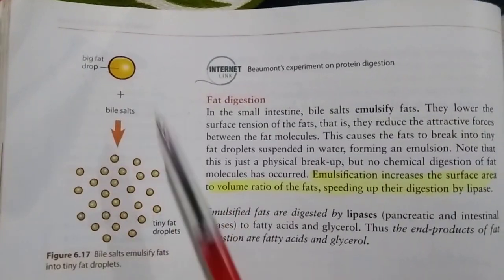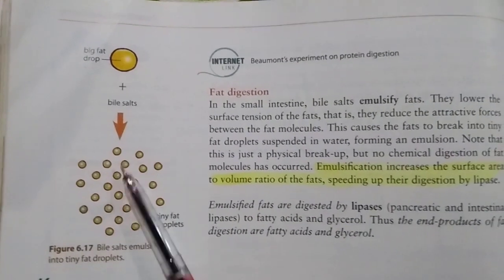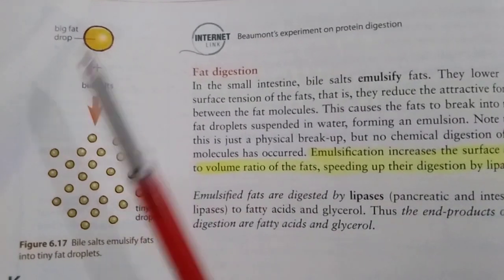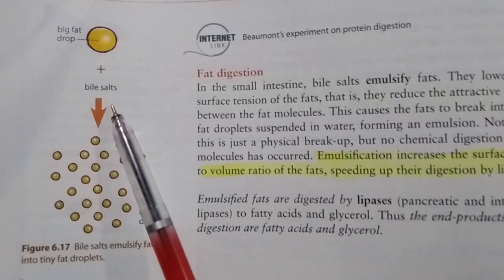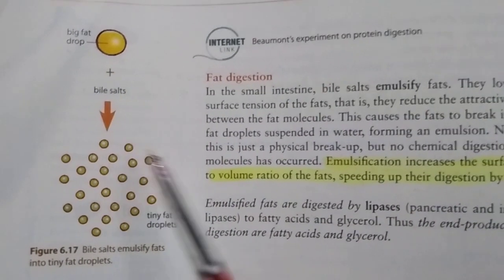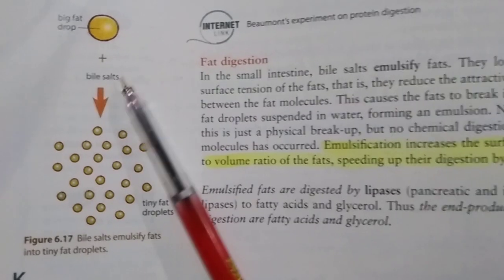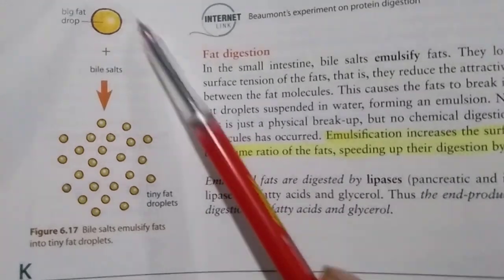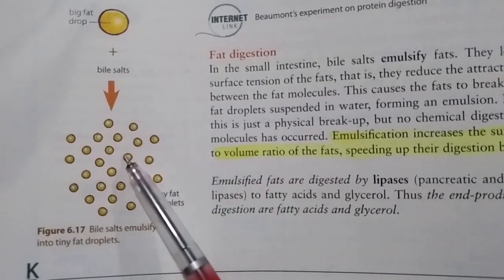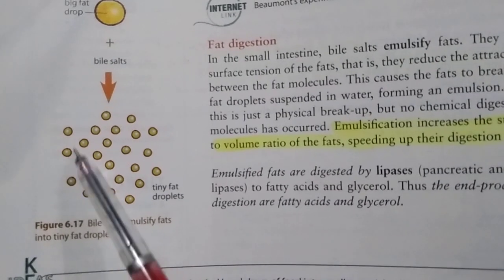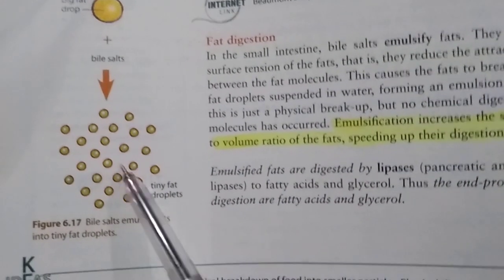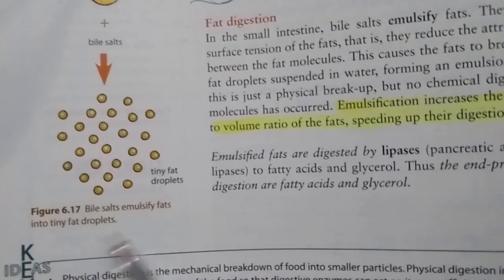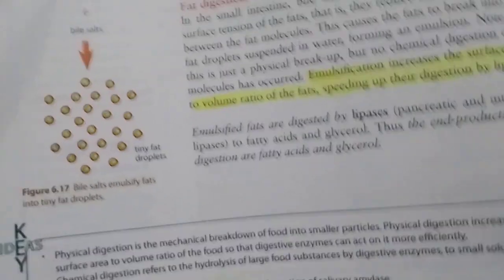Look at this diagram and try to understand the process of fat digestion. A big fat drop plus bile salts combine, a reaction takes place, and the big fat drop is broken down into tiny fat droplets. Bile salts emulsify fats into tiny fat droplets.